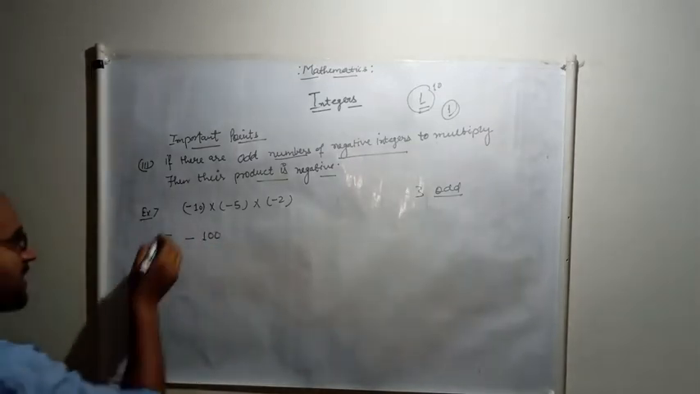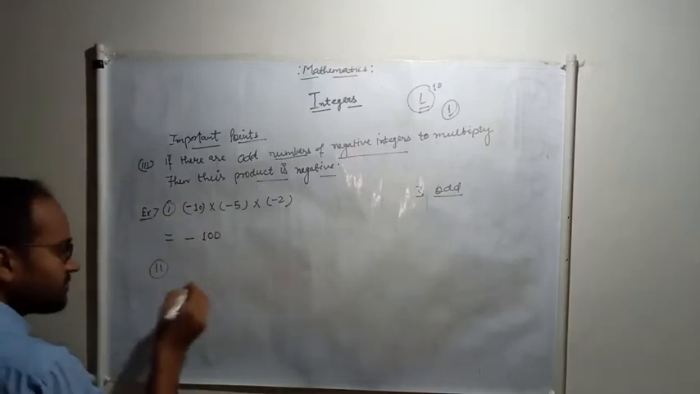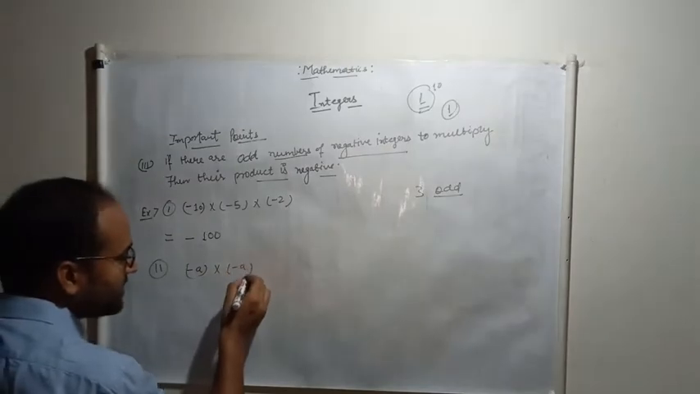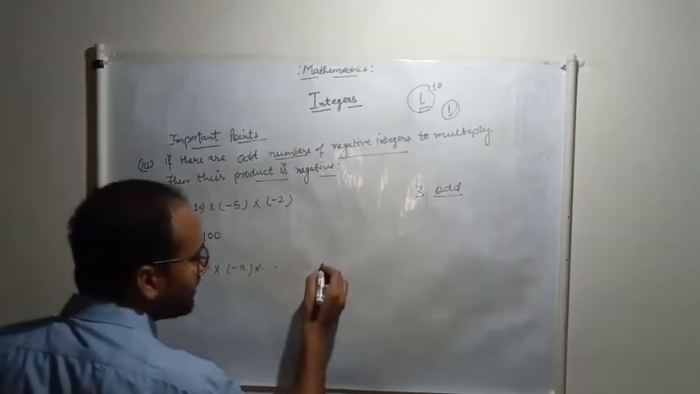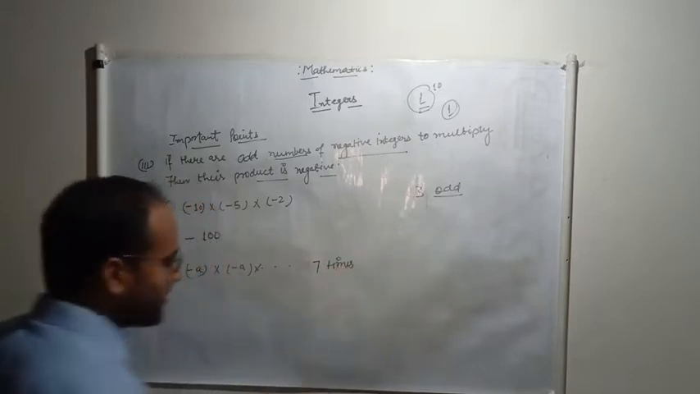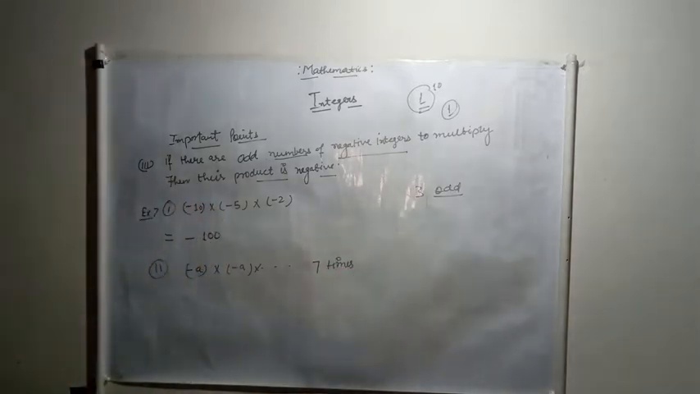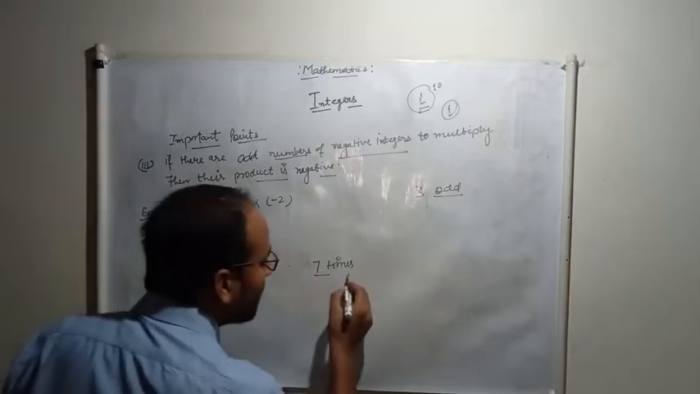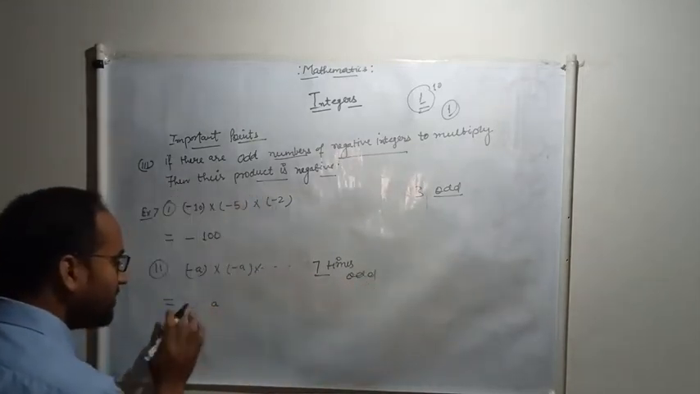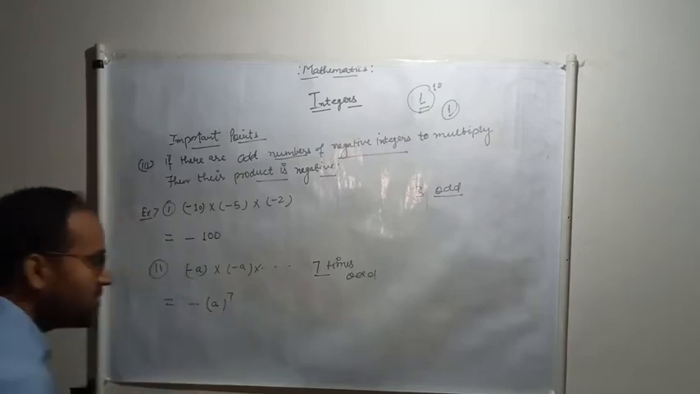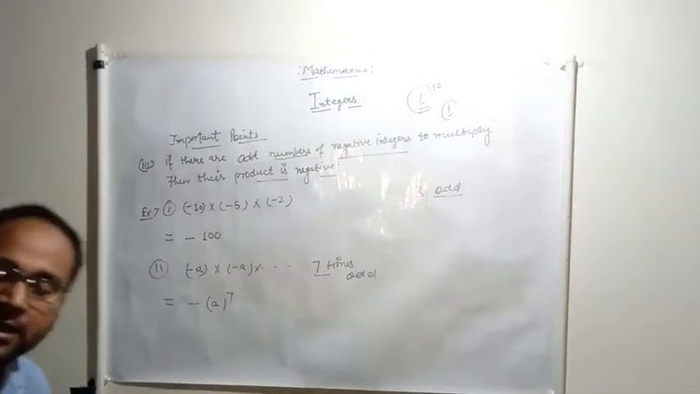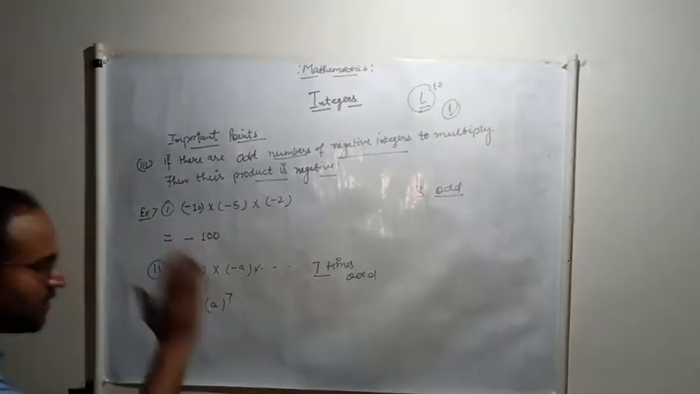And suppose I take one more example here: minus a is multiplied into minus a and so on, multiplied 7 times. Is 7 even or odd, students? It is odd. 7 is odd. That means your result is minus a to the power 7, with the minus sign outside. So your product is negative.